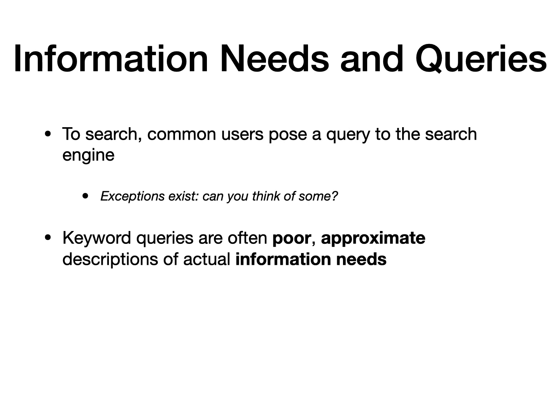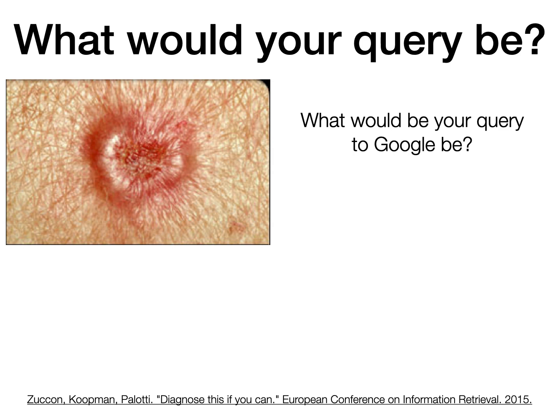So let's get back to talk about queries. Keyword queries are often a poor, approximate description of an actual information need. For example, imagine your best friend has this skin alteration. You're discussing with your friend what they might have and decide to search Google for information that could help you diagnose the condition. So, what would you query in this case? Hit pause and take a minute to think about this and formulate your own query.